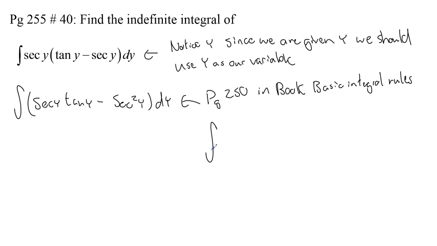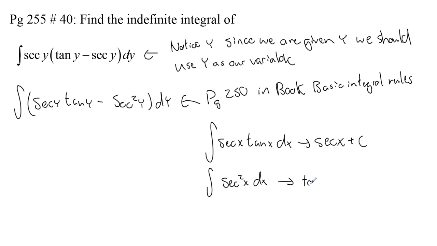And one of those is the integral of secant x tangent x dx is just secant x plus some constant c. That's one rule. And then another rule they have is the integral of secant squared x dx is just tangent x plus some constant c. So I can break this thing up here into two separate integrals.